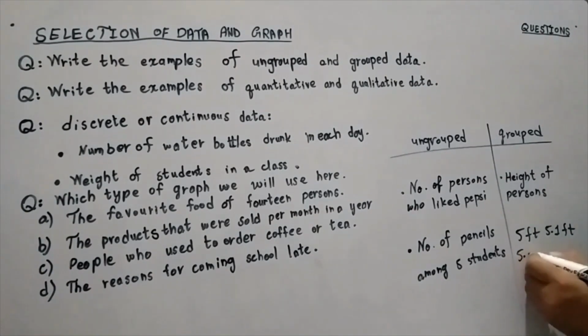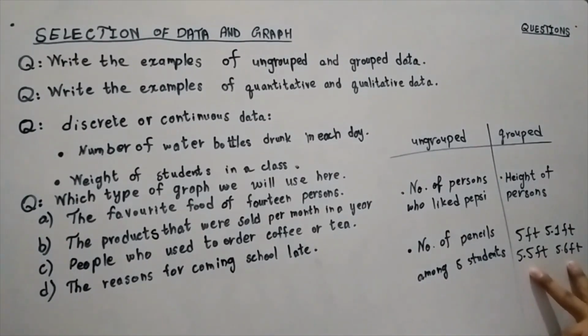Similarly, we can say 5.5 feet to 5.6 feet. So if we have a person whose height is 5.52 feet, it will lie in this category. If a person has a height of 5.54 feet, or 5.55 feet, it will lie in this category.